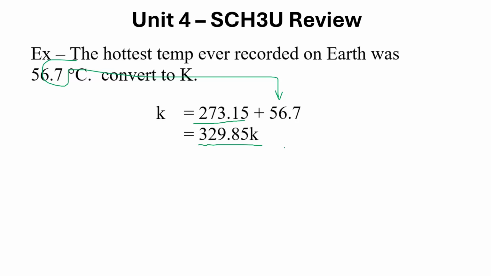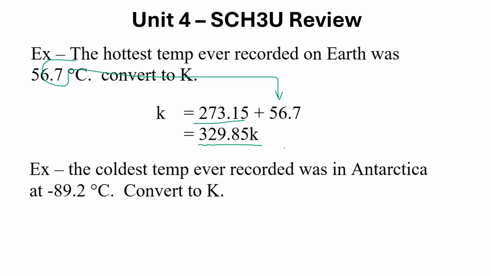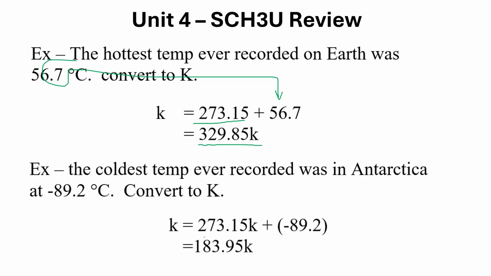Well, what happens if this is negative? Well, the coldest temperature ever on Earth is minus 89.2, and how will we convert this? We'll do the same thing. We're going to take our magic 273.15, and this time add it to our negative 89.2, so obviously it's going to go down. And again, double check my math. So this one's now 183.95 kelvins. So with kelvins, you can never have an answer lower than 0 because that is absolute 0.